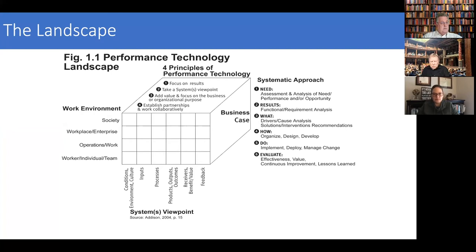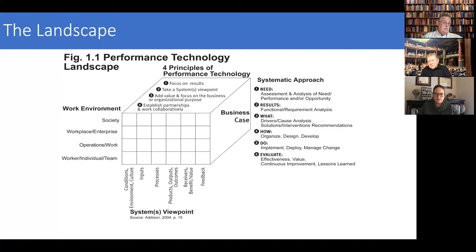Some of the models had to do with the workplace or the enterprise. Some of the models had to do with society. So that was one thing that they all had in common, that sometimes they focused on one piece of it, or sometimes they focused across all the areas. The other one was at the bottom. It basically is this systems thinking, or the systems viewpoint, in that they all basically looked at what the conditions were, what the inputs were, what the processes were, what the outcomes or the results were that they were focusing on, and what the feedback systems were. So they all had these in common.